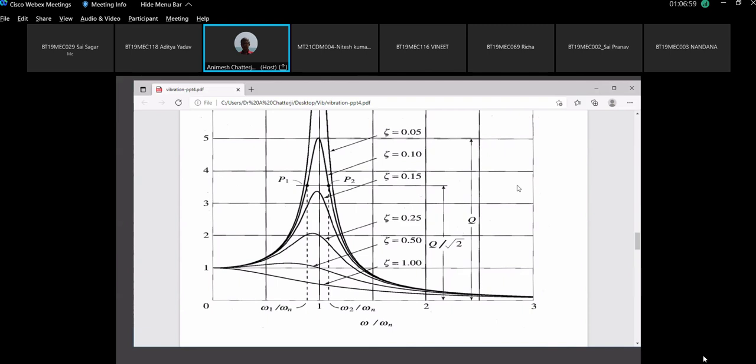vibration amplitude does not become infinity. In presence of damping, vibration amplitude does not become infinitely large, but it reaches a maximum value at omega by omega n equal to square root of 1 minus 2 zeta square.